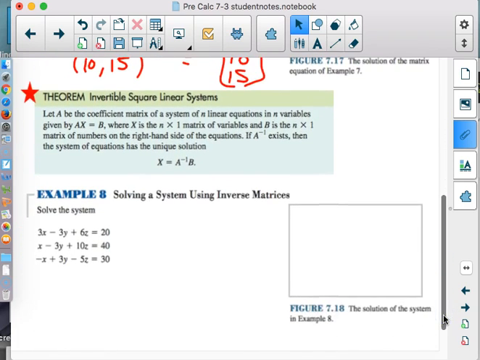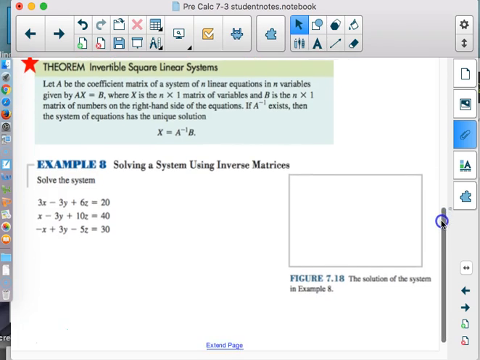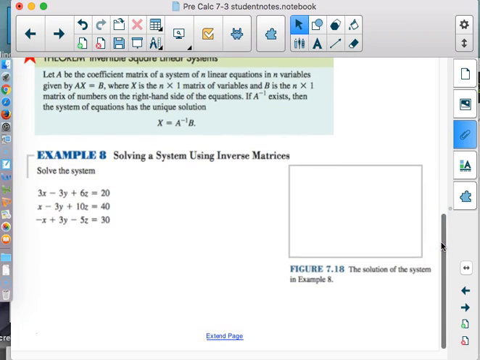But if you've got a determinant of 0, then you're in trouble because you don't have an inverse matrix. So for invertible square linear systems, let A be the coefficient matrix of the system, and just like I did up there, you'd have AX equals B. So if the inverse exists, because A was on the left-hand side here, it has to be on the left-hand side of whatever it is that you're multiplying by in the future in order to make that happen. So this one says, let's solve a system using inverse matrices.